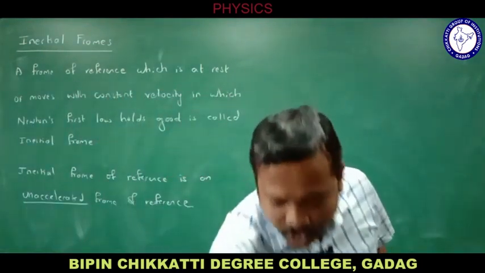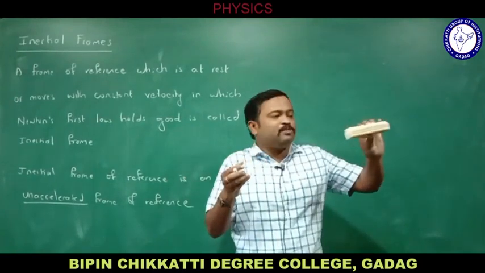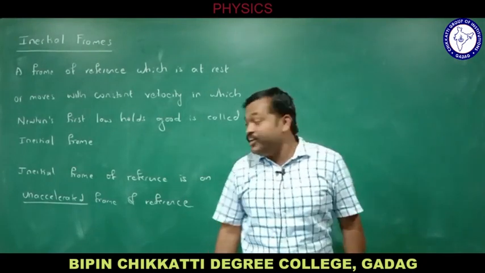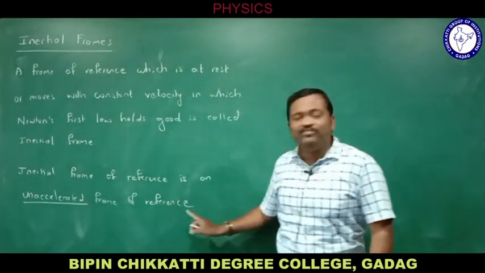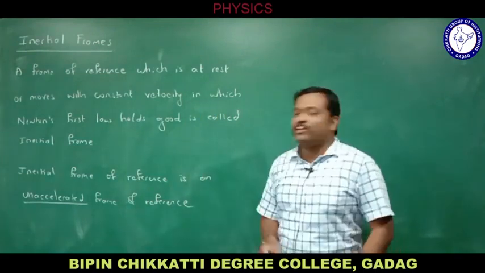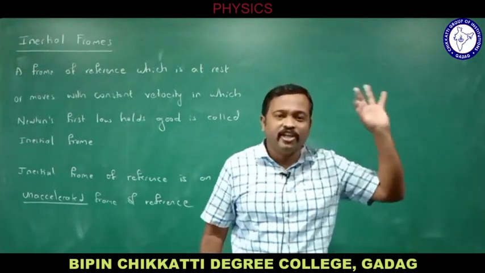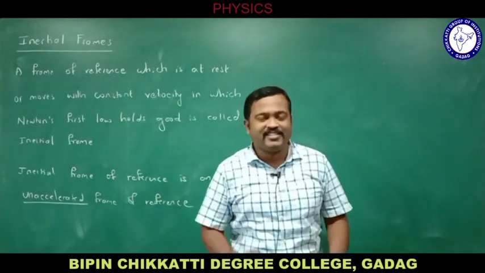So if it is moving with a constant velocity, there is no acceleration. Means if it is moving at 50 kilometers per hour, it keeps moving at 50 kilometers per hour. We are not putting any acceleration on it, right? It is not accelerated motion; it is an unaccelerated frame of reference. Do you remember? An inertial frame of reference is an unaccelerated frame of reference. Here acceleration is 0, right? If it is moving with a uniform velocity, understand that the acceleration is 0.